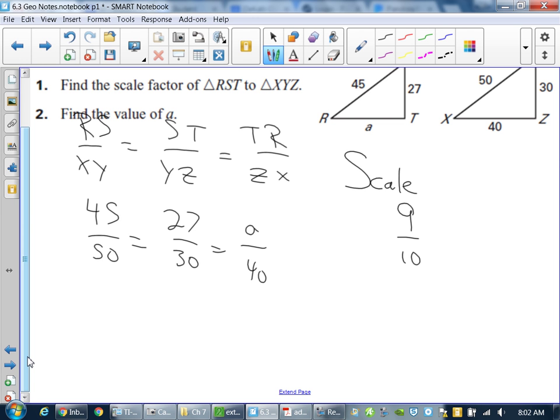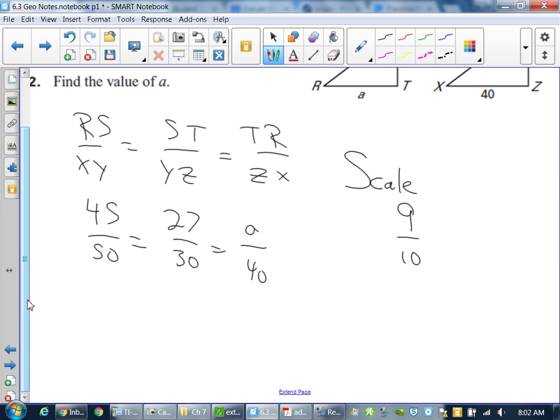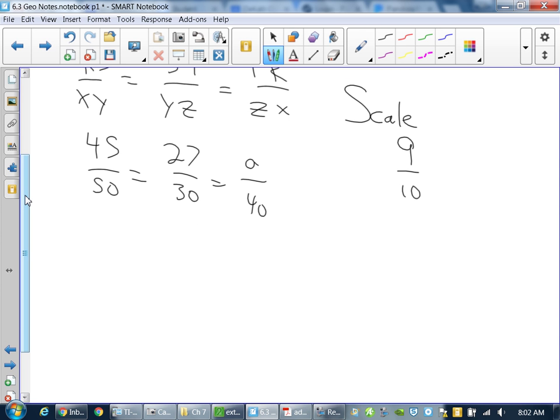So now that I know the scale factor, to find the value of A, can I use the scale factor or do I have to use one of these other 2 fractions? Use the scale factor because it's easier. So you know you have a 9 and a 40. What's A? Oh, I'm sorry, a 10. 40 times 9 divided by 10, that'd be 36. There you are. Or if you look at it numerically, 10 times what is 40? 4. 9 times 4 is 36. That's it.